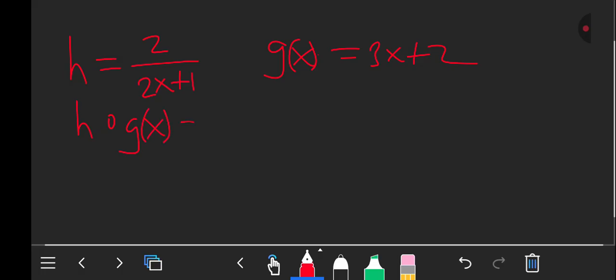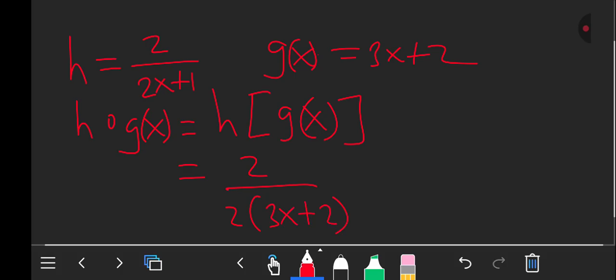Then what we have been told is to find h g of x. So this will be equal to, in the function h, where I say x, I'll just substitute that. Okay, let me write this statement. So this is equal to h, in the function where there is x, I'll substitute g of x. That is the meaning. So this will be equal to 2 over, in this function where I see x, I'll substitute 3x plus 2, like that, then plus 1 there.